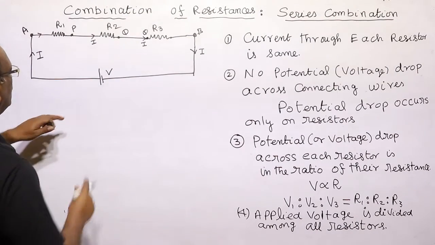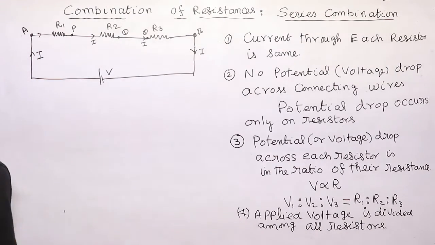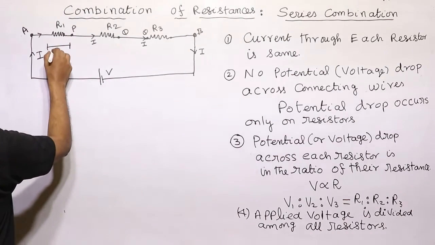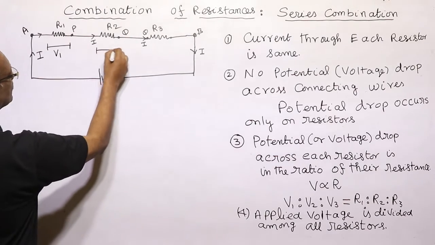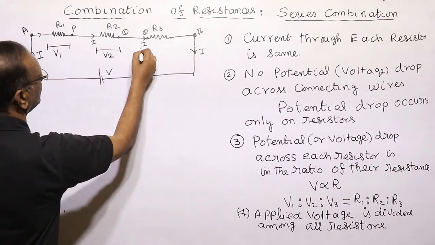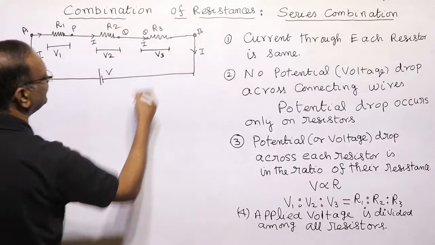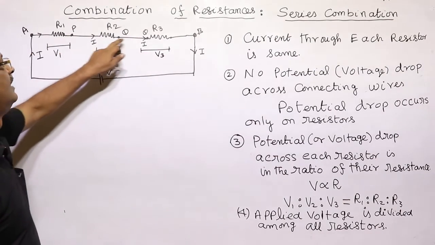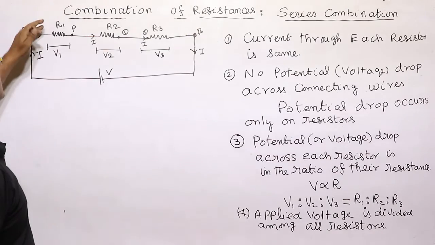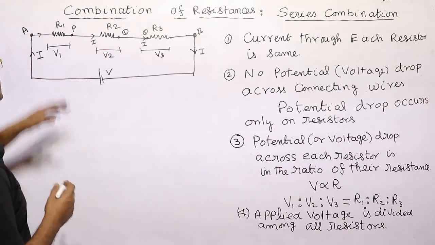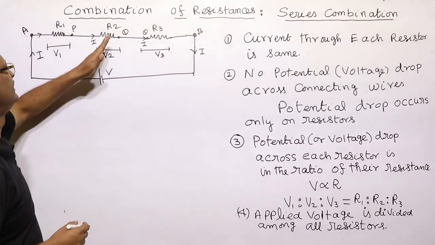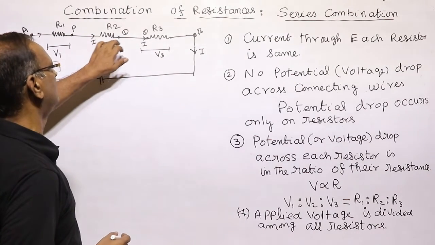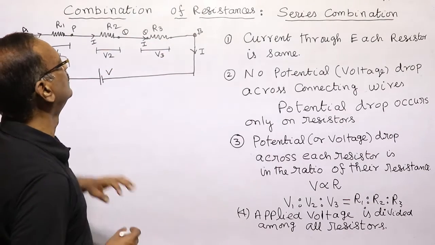So there is no potential drop across the connecting wires, but the applied voltage drops here V1, here V2, here V3. The potential drops only on the resistors. Suppose it is 20 volt, some voltage will drop. Say about 10 volt dropping here, then of the remaining 10 volt, say 5 volt dropping for an example. Then again the remaining voltage will drop here.